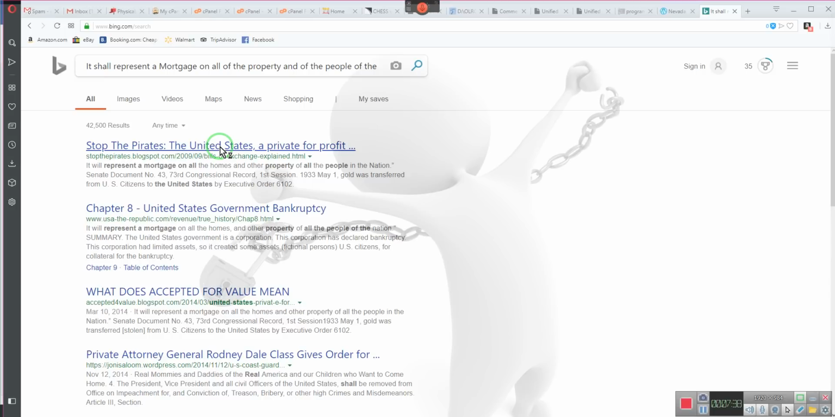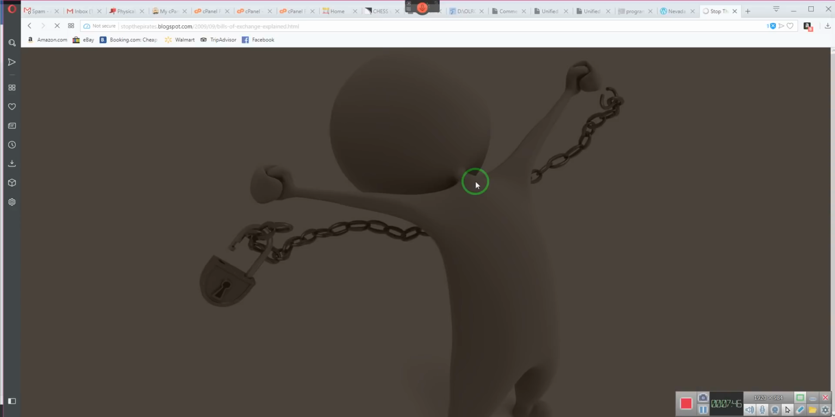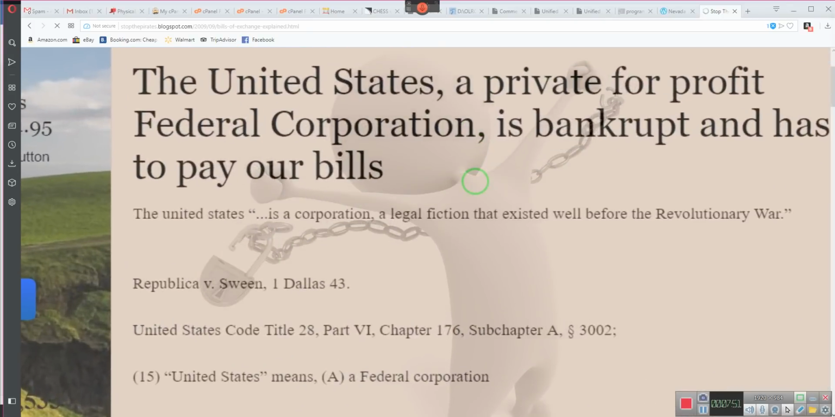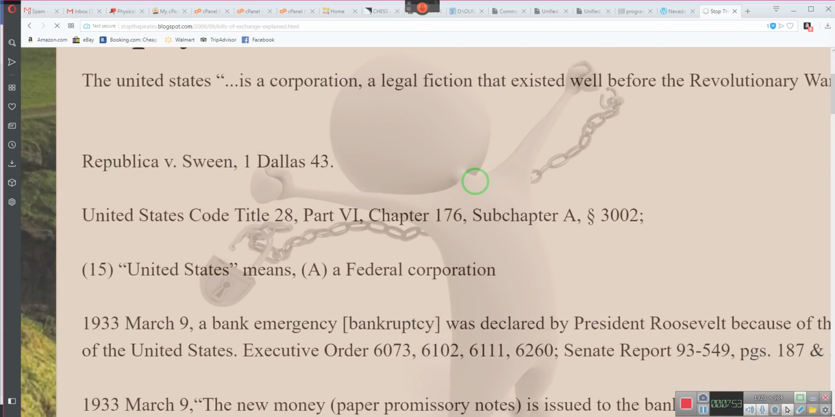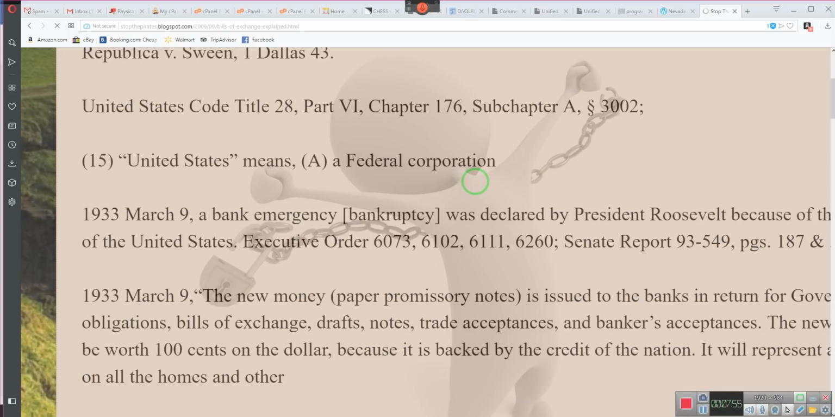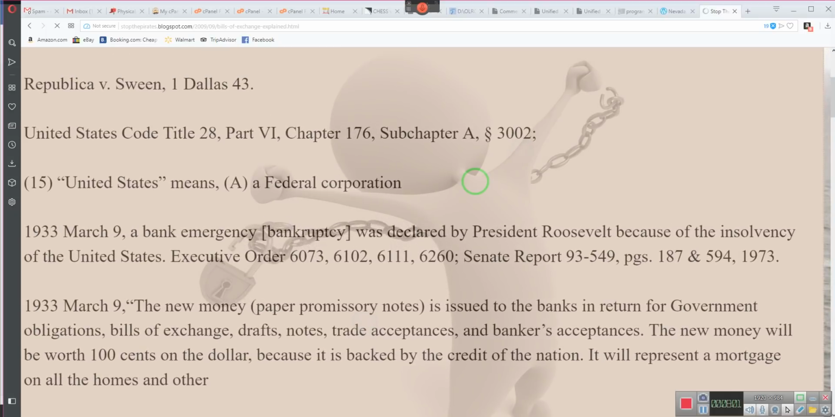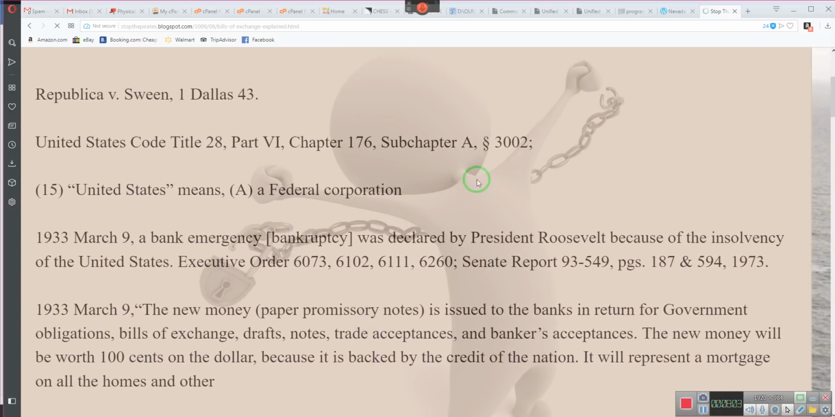Stop the Pirates has been doing a lot of things, helping people, especially with debt. So if you are familiar with the people who run Stop the Pirates, let them know about the redemption document that we created. But pay attention to this. We don't care about the United States meaning a federal corporation. What we care about is the Bankruptcy Act declared by the President. Now this is 100% correct. Okay, all of this information is 100% correct.